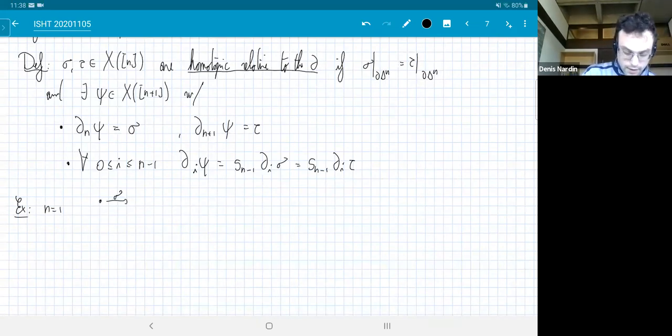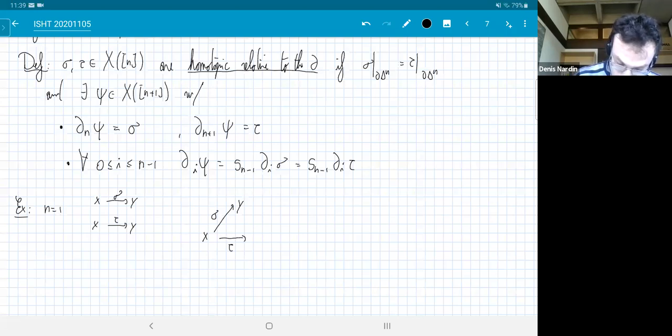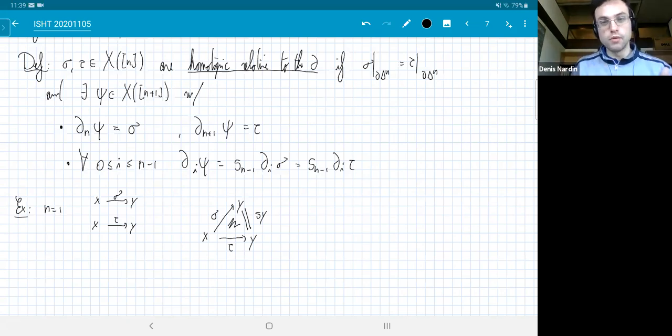So concretely, what it means for n equals one. We have two paths, sigma and tau, and let's call x and y their boundary, and suppose they have the same boundary. Psi needs to be something whose second face is sigma, whose first face is tau, and whose zeroth face is this constant guy at y. So I'm asking for a map from delta 2 into my space that's constant on the target. The target doesn't move, but it moves from sigma to tau. It's slightly different from the classical notion of a homotopy relative to the boundary, which would be a map from delta 1 times delta 1, but it should be clear that it is equivalent.